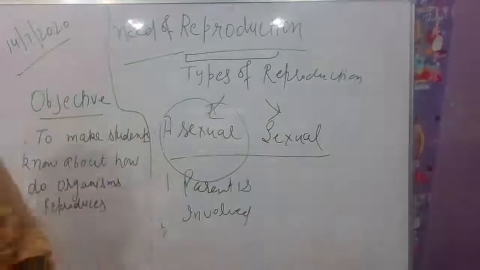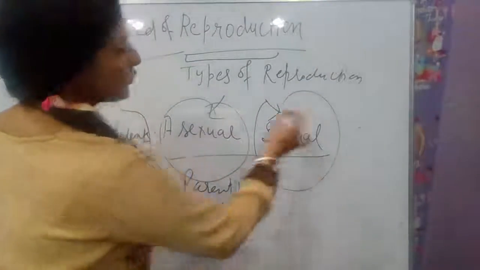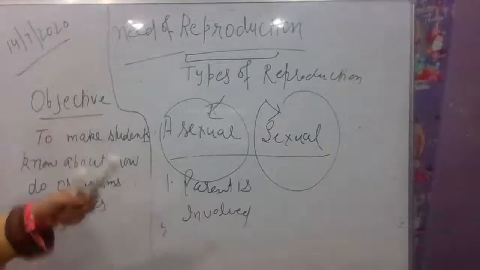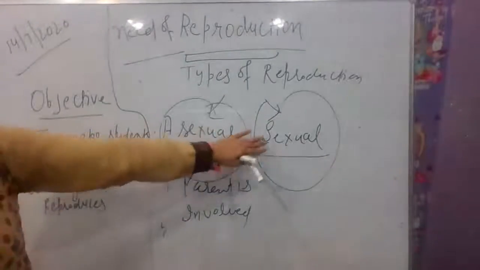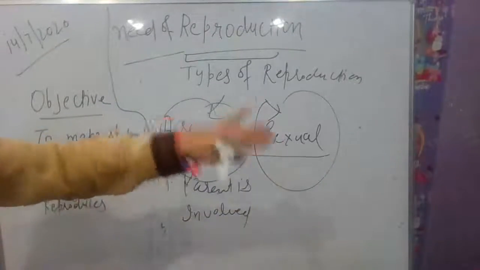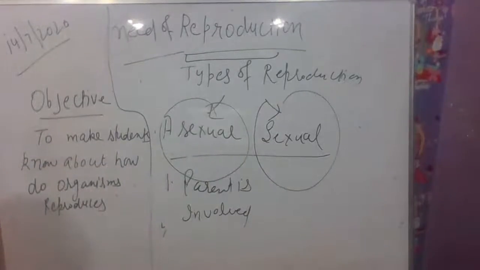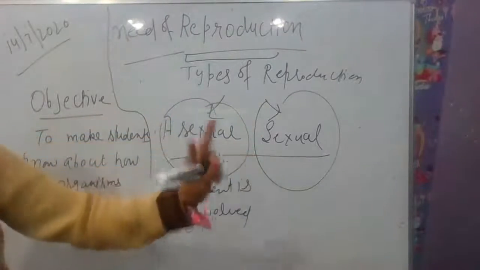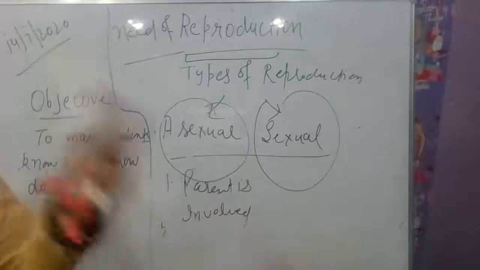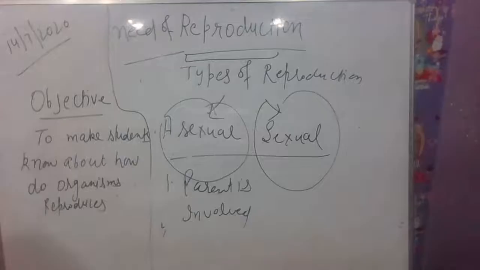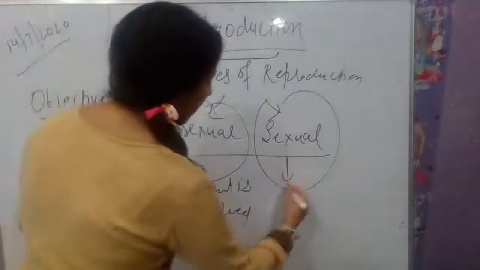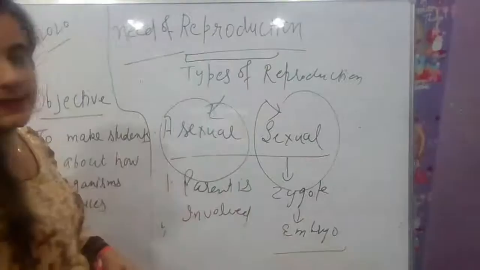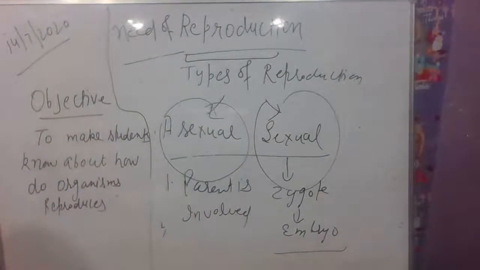Now, sexual reproduction. As the name suggests, sexual reproduction involves two parents. It is a type of reproduction in which two individuals belonging to two different sexes, male and female, take part. It is a process involving fusion of two gametes, two sex cells, one male and one female. Ultimately, it forms a zygote. Then it will form an embryo. And then a full new organism is produced.